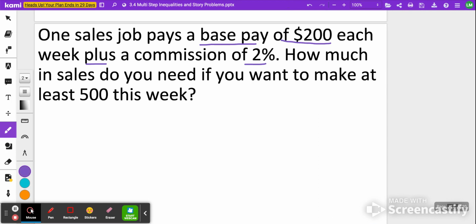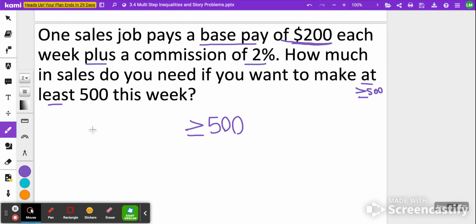So commission is a great way that some stores or some car salesmen, if you're in the sales industry, this is a way that they kind of reward their sales associates and help them sell the product of the company that they're making. How much in sales do you need if you want to make at least $500 this week? So there's your keyword, at least, meaning greater than or equal to 500. So that's what I would start with first. I want greater than or equal to $500 this week.